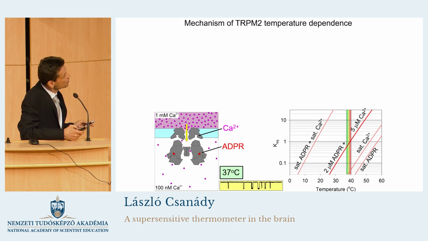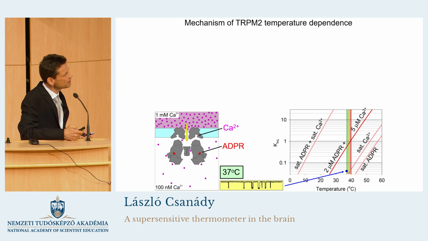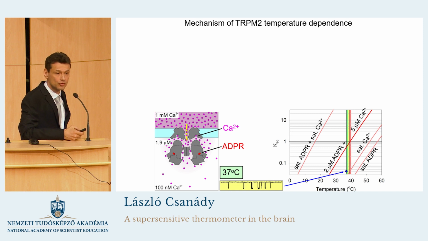And indeed, when we measured currents under such physiological conditions at 37 degrees, in the presence of ADP ribose and with 0.1 micromolar bulk cytosolic but 1 millimolar external calcium, we could indeed record a channel activity. And that is a small activity, but it is clearly quantifiable. And then using the model, we can ask what must have been the local calcium concentration to ensure that level of activity. And if we do that, we come up with a value of about 2 micromolar, which is about 20 times higher than the bulk cytosolic value.